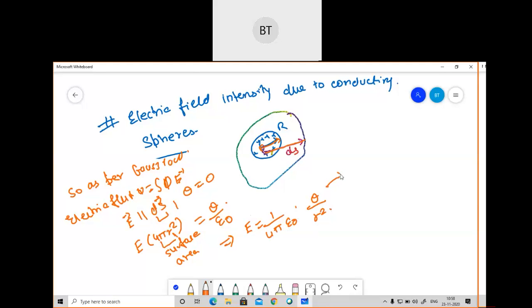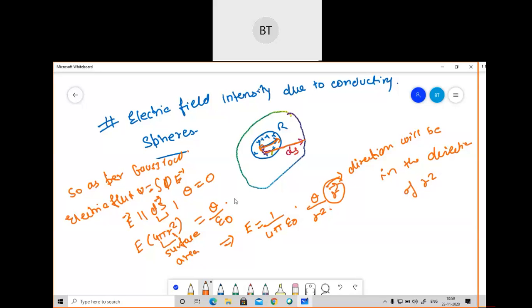So what I can write here is that the direction will be in the direction of the r vector. So I have to denote this r vector here. So both directions will be the same. So this is all about the first case, where I am calculating the electric field intensity due to the conducting surface.